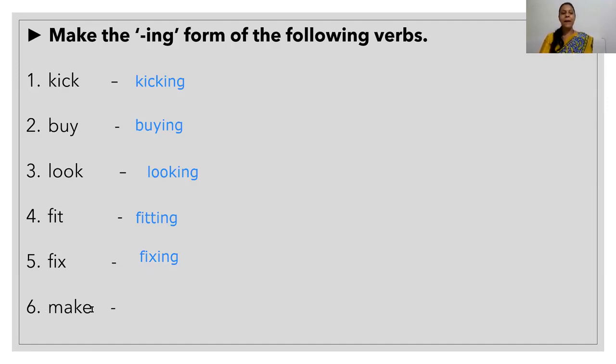Let's take one more example. The word is make. M-A-K-E. Now what should I do? Very good. When the verb ends with letter E, we drop the letter E and add I-N-G. So, M-A-K-I-N-G is the ing verb for base verb make.